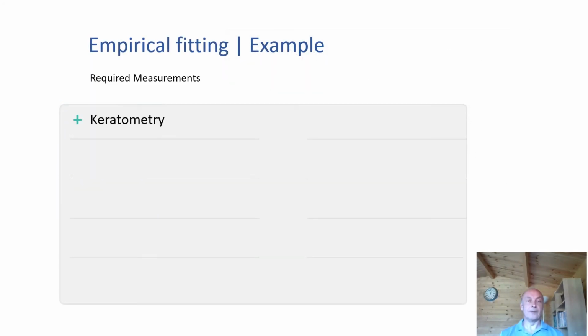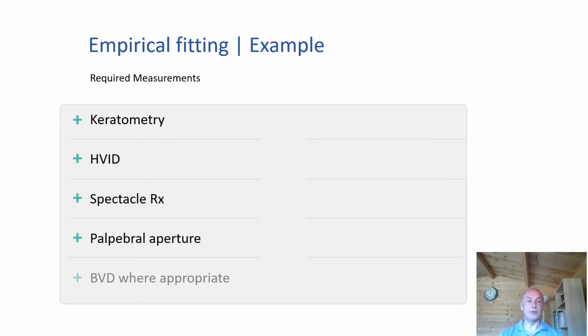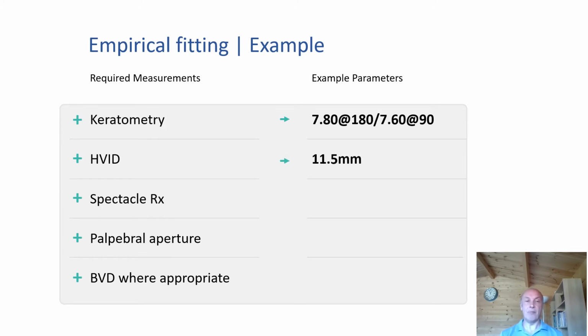So let's take this example of our keratometry, HVID, spectacle prescription, palpebral aperture and BVD. And if we look at this as an example, say we have a patient who has keratometry of 7.8 by 7.6, so they've got with the rule astigmatism, got an HVID of about 11.5 millimeters. The spectacle prescription is -2, -1 at 180. They've got a nice average 9.5 millimeter palpebral aperture. And BVD in this instance, because it's under 4, is not necessary.